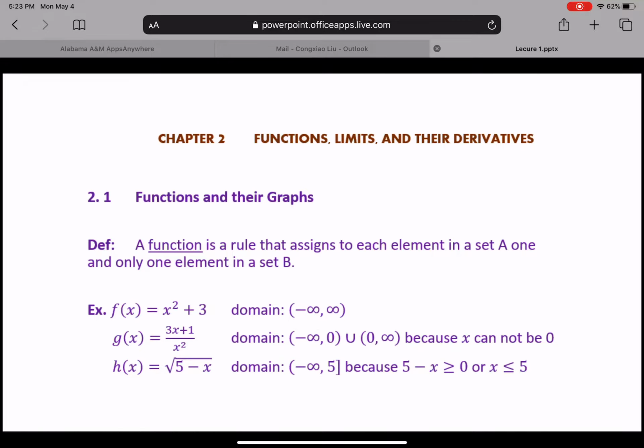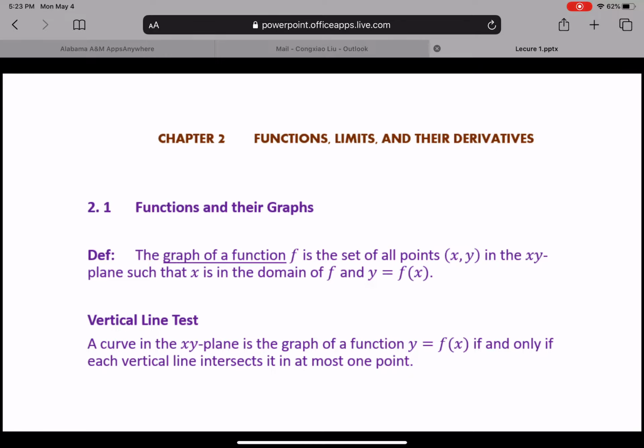Now let's talk about the graph of a function. The graph of a function f is the set of all points (x, y) in the xy plane such that x is in the domain of f and y equals f of x. So what is the graph? You plot points on the xy plane by using the ordered pairs (x, y), and it has to include all the ordered pairs of the function.